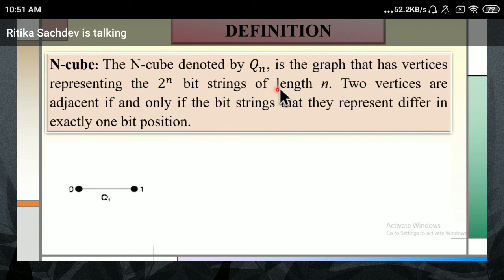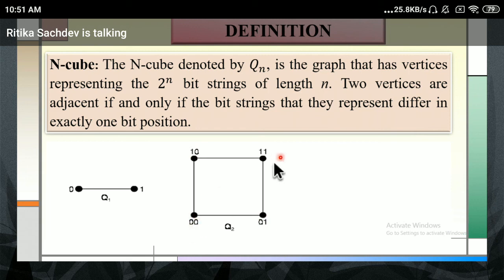If you take n as 2, you will have 2 raised to 2 bit strings, that is 4 strings. 4 strings means you'll have 00, 01, 10, and 11. So 00 is connected to 01 and 10 because they differ in exactly one bit position.